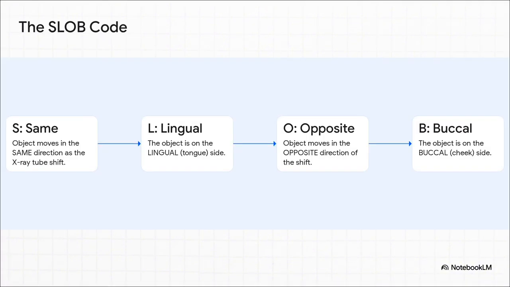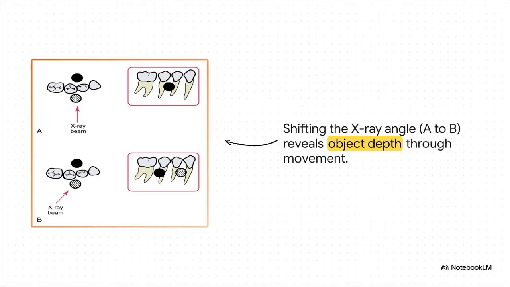Okay, here's how you crack the code. If the object appears to move in the same direction that the X-ray machine moved, then it's on the lingual or tongue side. If it moves in the opposite direction of the machine, it's on the buccal or cheek side. Same lingual, opposite buccal. That's it. That's the slob rule. And this diagram just illustrates it perfectly.